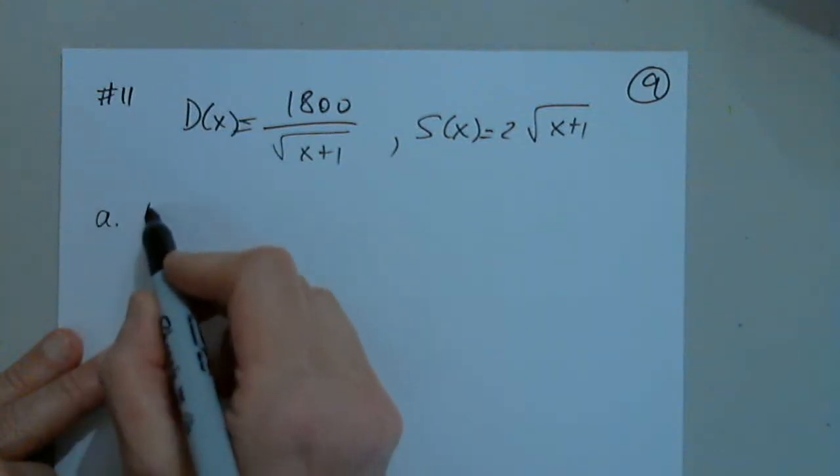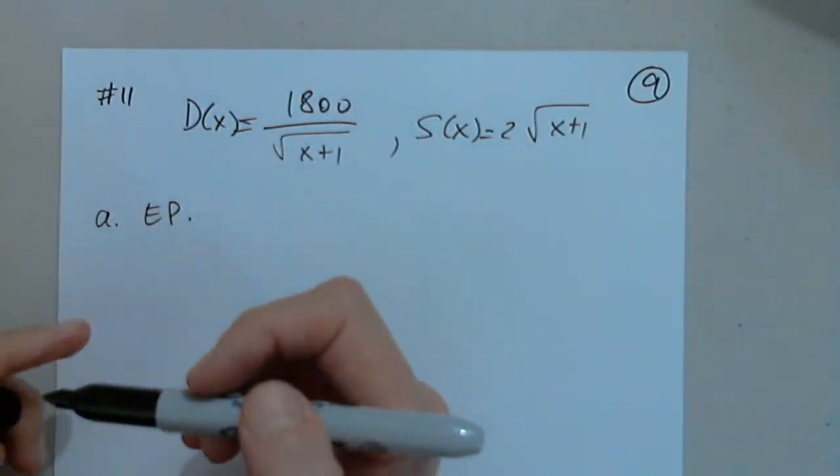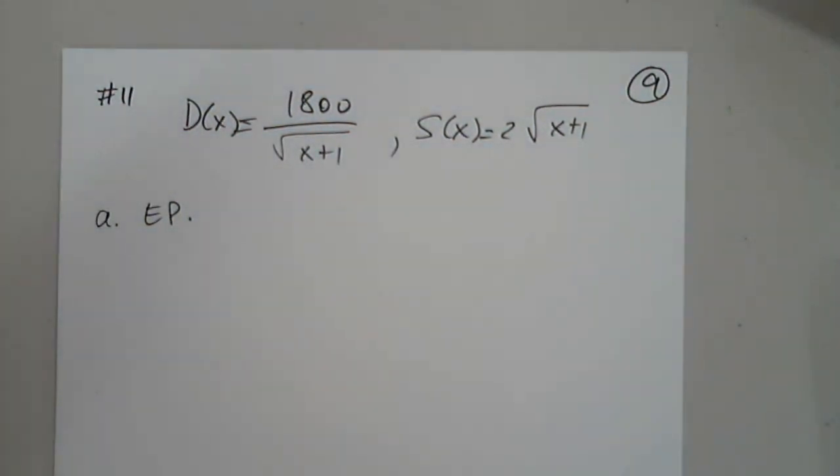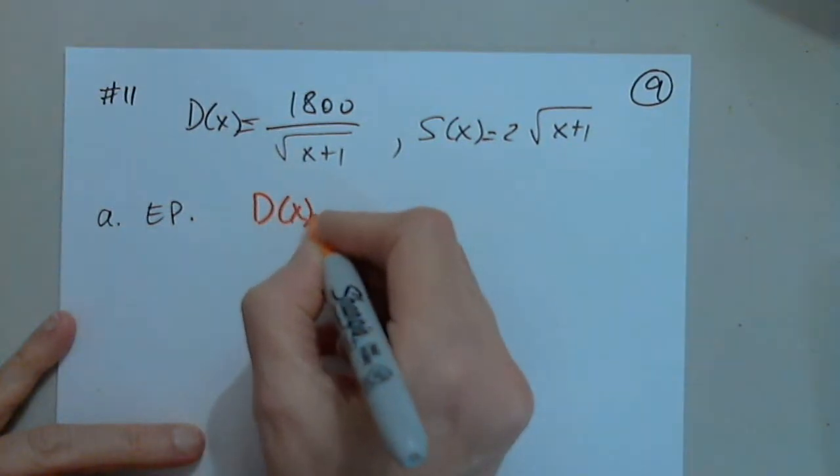In part A, they want the equilibrium point. How do I find the equilibrium point? Anyone? You make the supply and demand equal to each other. Absolutely, thank you very much.